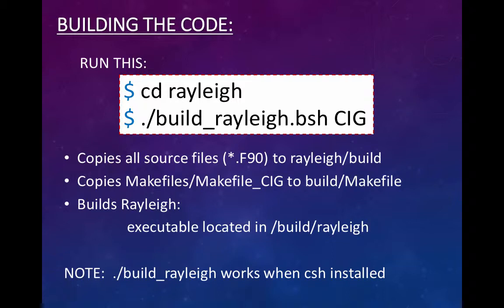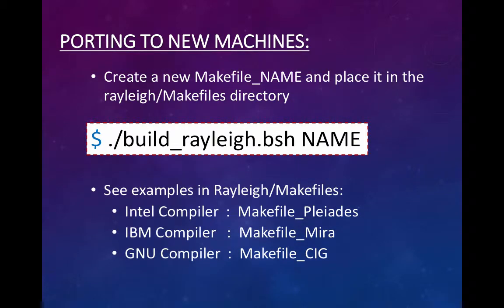You'll notice there's another file called build_Rayleigh without a BSH. For whatever reason, Ubuntu doesn't come with C shell installed by default. Other machines do, so you can also use the build_Rayleigh script as long as there's a CSH application installed.